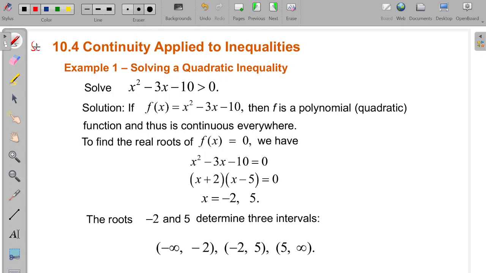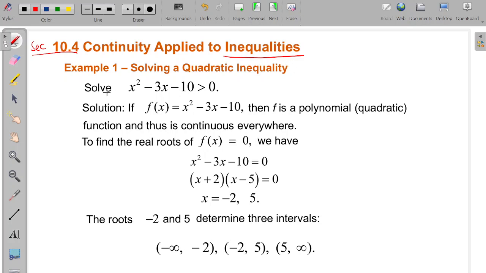Now we are in session 10.4, where we apply the continuity we did in the previous video to inequalities, to find the solution or interval of solution to the inequality. So we are using the application of continuity to inequalities. If you have not watched the previous video, ensure that you watch that one so that you understand what we mean by continuity.